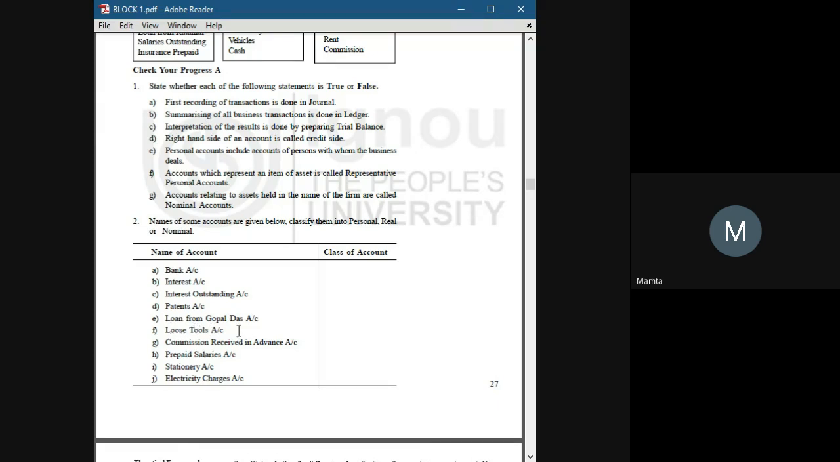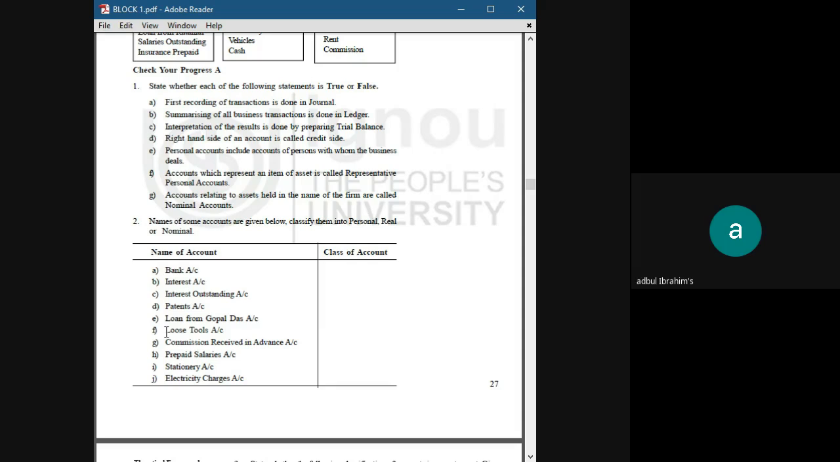If I ask about loose tools account. Try, anyone else? Nominal account. No, sorry, it's a real account. They are tools. Tools are assets for our company, either loose tools or other tools. So assets are related to real account, so it is considered under real account.